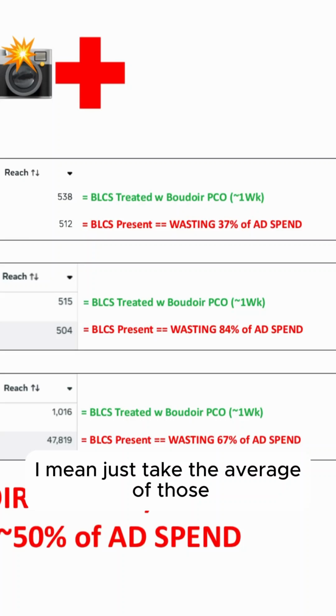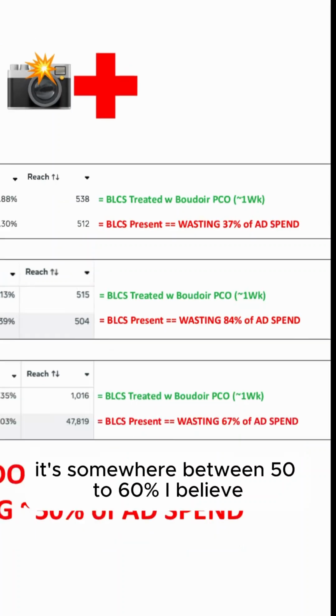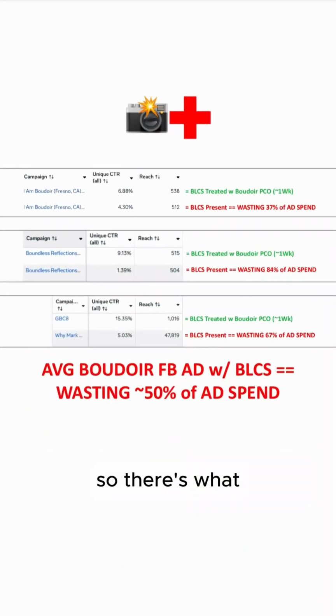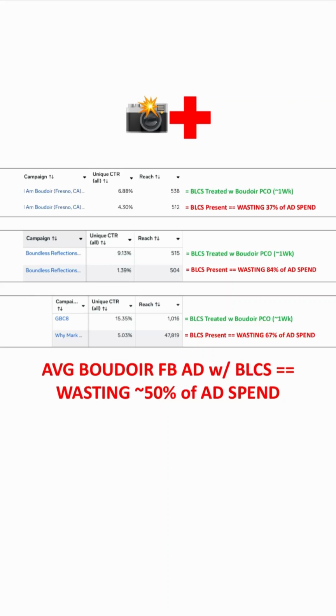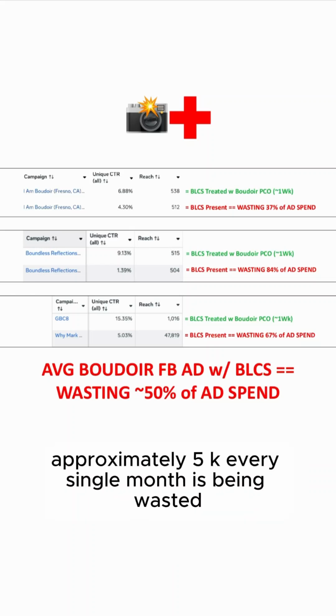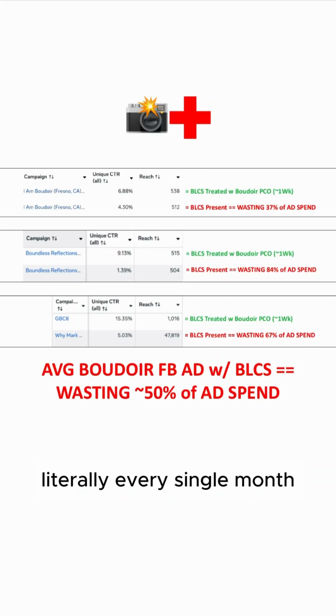Just take the average of those. It's somewhere between 50 to 60%, I believe. So the average Facebook ad with BLCS is wasting about 50% of ad spend. And so they're spending 10 grand a month on Boudoir Facebook ads. Approximately 5K every single month is being wasted, literally every single month.